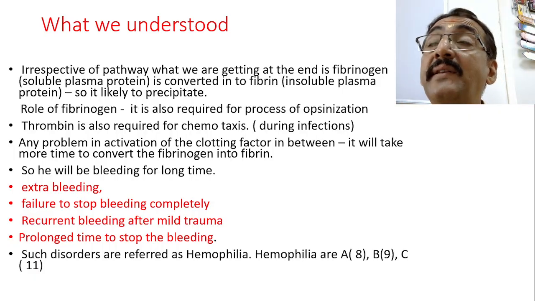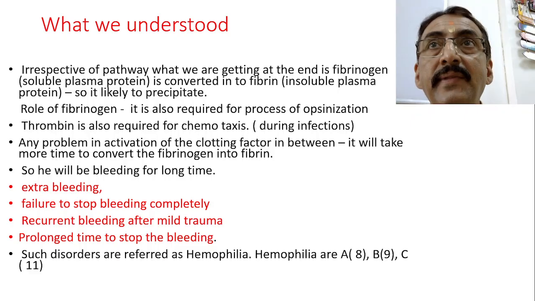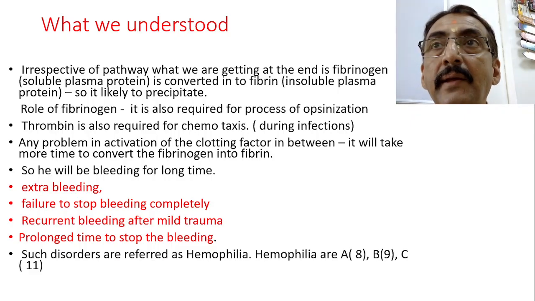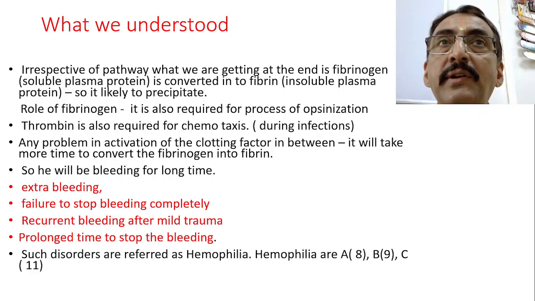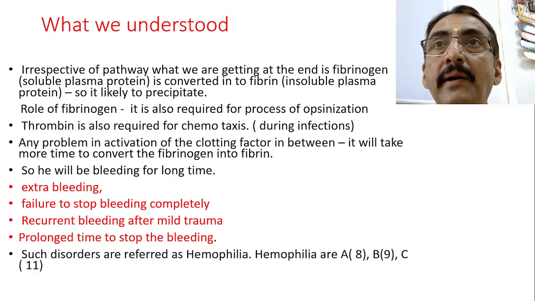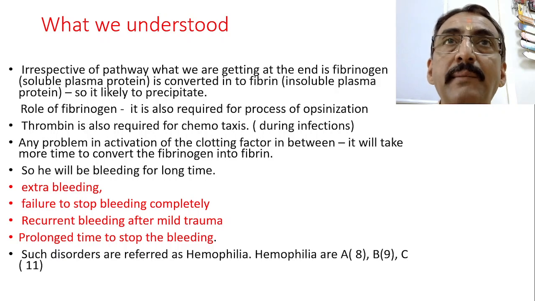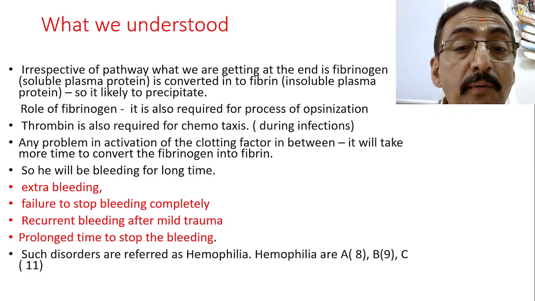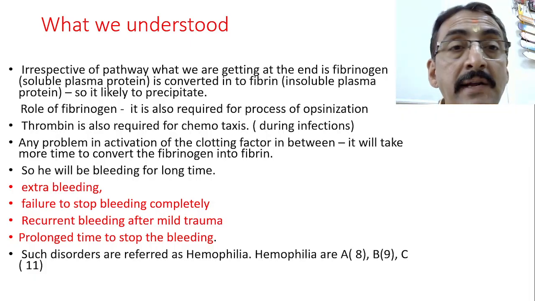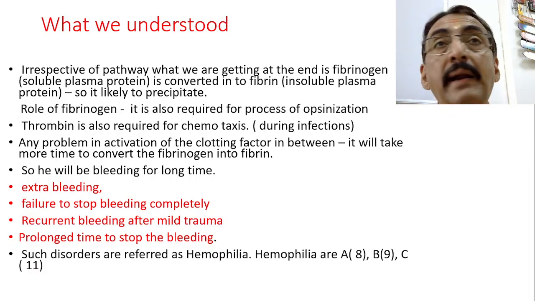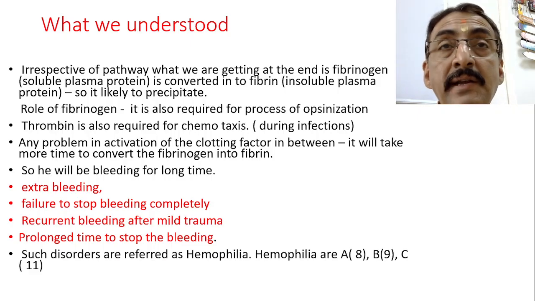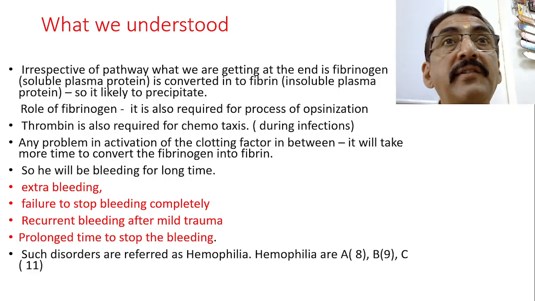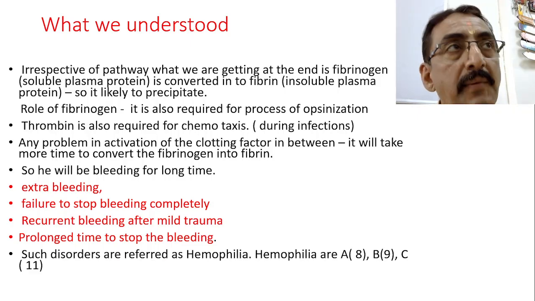Hereditarily, there will be absence of some of the clotting factors, factor number 8 and factor number 9 especially. Hemophilia A, hemophilia B, hemophilia C are there. Hemophilia with factor number 8 deficiency is called true hemophilia or classical hemophilia. Such disorders are referred to as hemophilic disorders, hereditary disorders. More commonly it is an X-linked recessive type of disorder. Anyway, we will discuss that also.